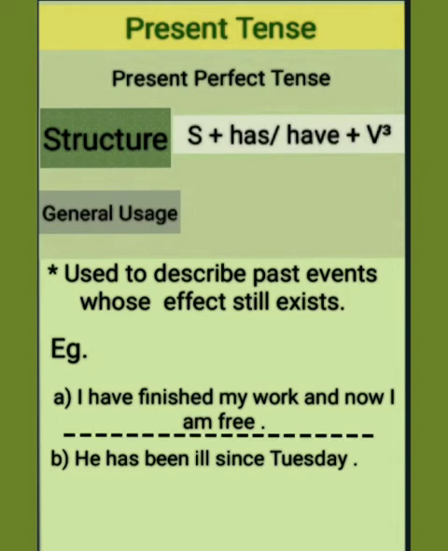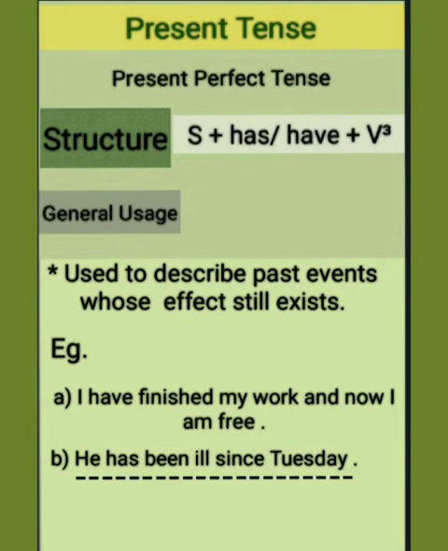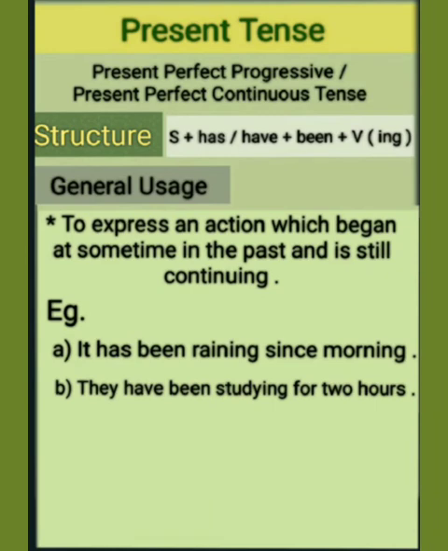For example, I have finished my work and now I am free. Example 2, he has been ill since Tuesday. And the last form is present perfect progressive tense or present perfect continuous tense. And the structure is subject plus has or have been plus verb ing form.